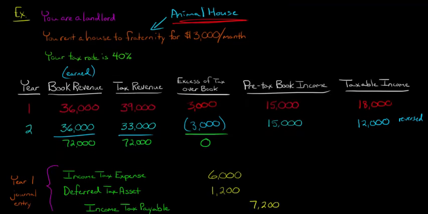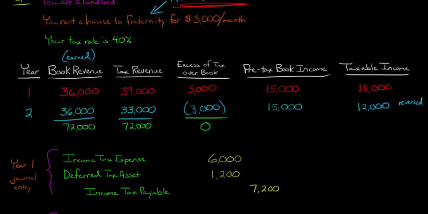Now, I want to show you the journal entries to show you how this deferred tax asset would be recognized. So for year one, we're going to have to debit income tax expense for $6,000, okay? Let me show you where I got this number. You're going to take that 15,000 of pre-tax book income and multiply it by your tax rate. Remember, your tax rate is 40%. So 15,000 by 40%. That's where I got this $6,000 number. That's your income tax expense.